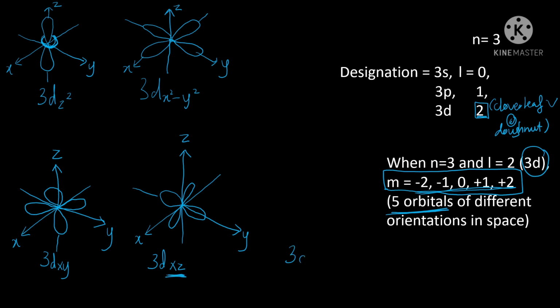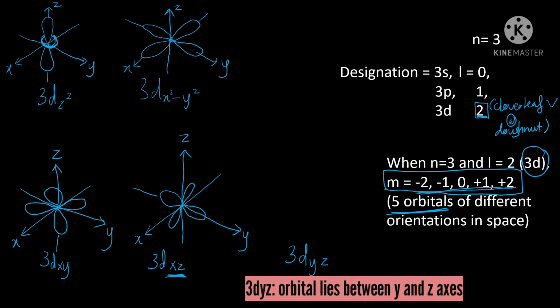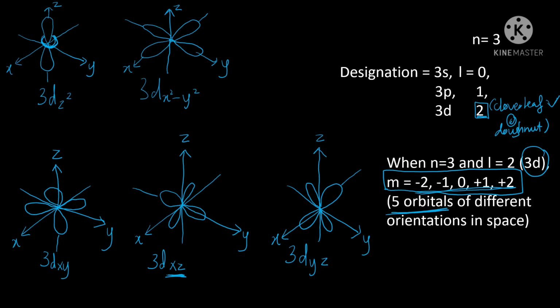And now we can draw the last one, the 3dyz orbital. So 3dyz means that the orbital has the cloverleaf shape lying between the y-axis and also the z-axis. Therefore we draw the y-axis and the z-axis first, and then we draw the cloverleaf in between the axes, like this. And then the x-axis pierces through the center and comes out. So this is the 3dyz orbital.